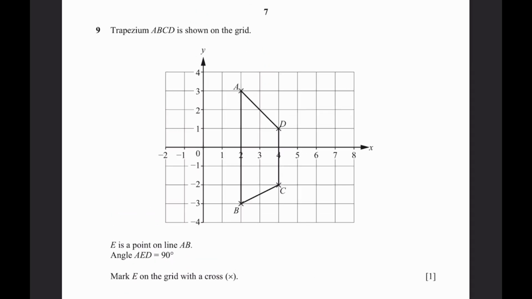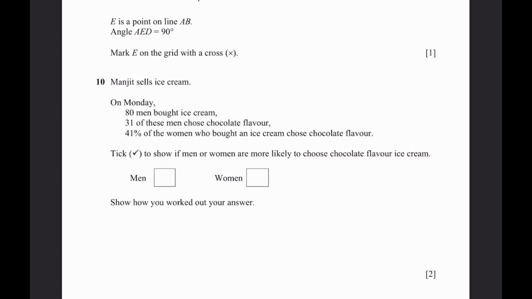Trapezium ABCD is shown on the grid. E is a point on the line AB. Angle AED is 90 degrees. Mark E on the grid with a cross, X. So the angle between A and D, using the point E, which we do not know, is 90 degrees, and it's on the line A to B. So the angle between A and D should be something like this. So the point E must be on the line created by D, the horizontal line, and on the vertical line created by A. So we take the horizontal line passing through D, and we get the point E to be right there. Question 10.